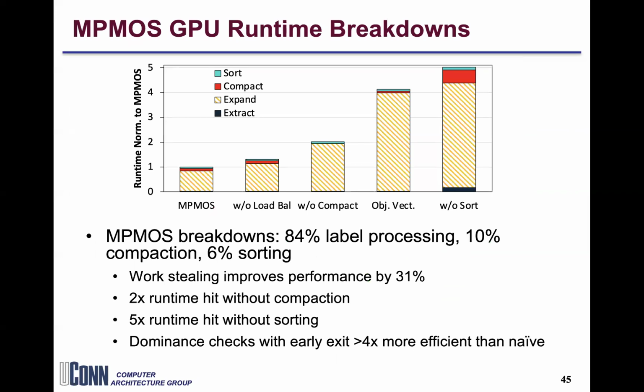There are a lot of interesting results here, but the key point is, most of the time our MPMOS spends is on label processing. Only 10% we spend on compaction and only 6% on sorting. We justify them because if I turn off my compaction, my dynamic data structures, we take a 2x hit. So that 10% is worth it. When we disable sorting and don't order labels, we take a 5x hit. And our dominance checks with exits are 4x more efficient. So we validate all of these ideas.